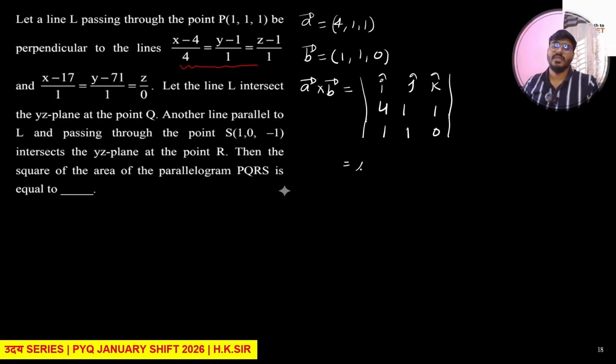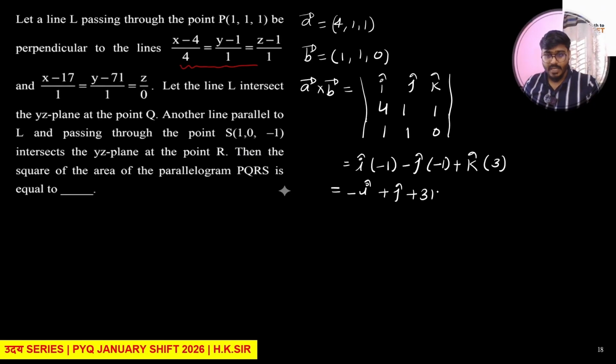So when you open this determinant, i cap into 0 minus 1, so -1, minus j cap into 0 minus 1, plus k cap into 4 minus 1, 3. So this is the direction vector of the line. So we can write the equation of line now. Direction vector is this one, point is this one. So the direction vector is minus i cap plus j cap plus 3k cap.